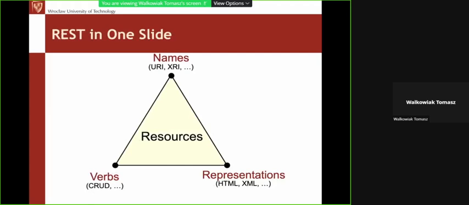Okay, it is for the purpose. That's why I started with 3 elements, and now we have 3 elements, but now slightly different, as you will see. So we have names, we have verbs, and representations.